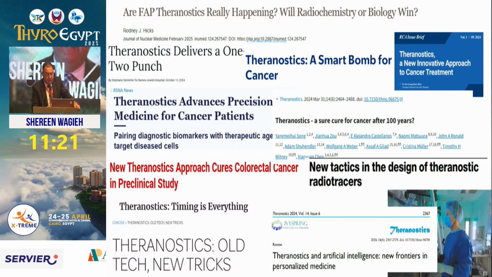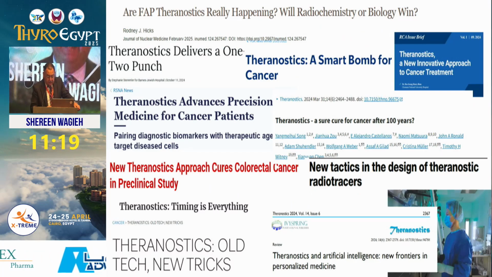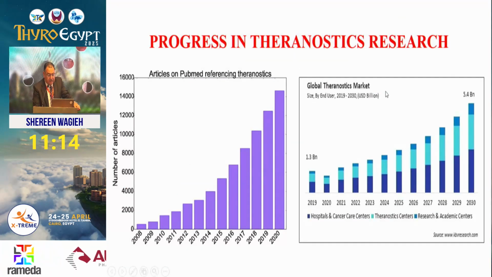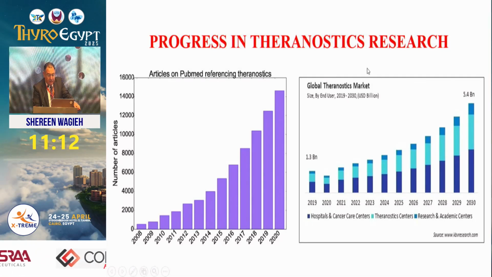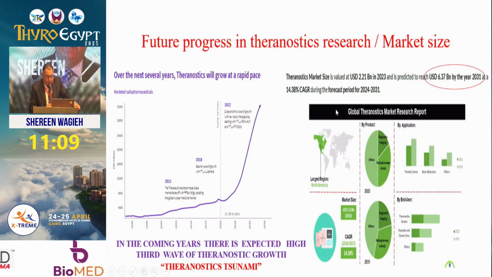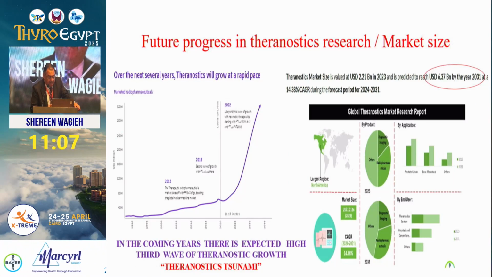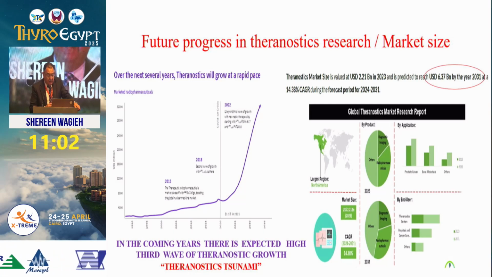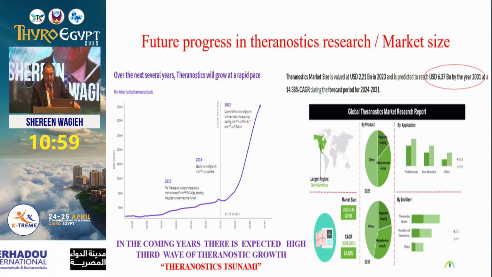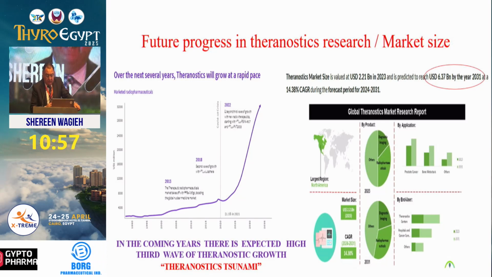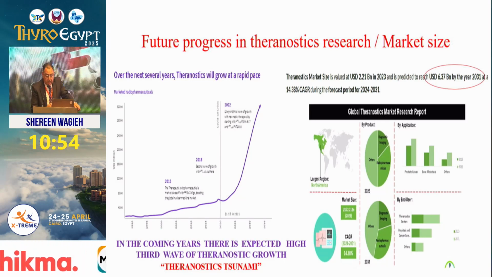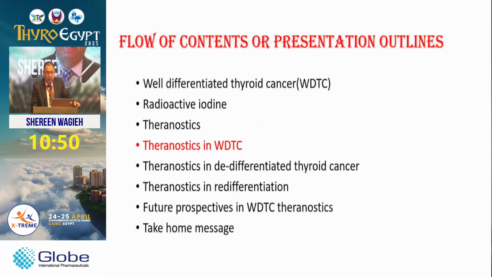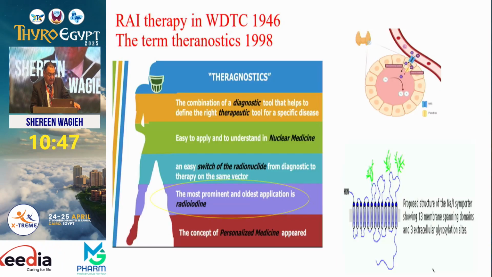Many studies in the last few years were published about the use of theranostics in malignant lesions. There is a continuous increase in the number of published papers over the years, associated with an increase in the global theranostic market. Also, in the next decade, a third wave of theranostic growth is expected. Some authors name this the theranostics tsunami, with the market size of theranostics expected to approach $600.5 billion by the year 2031. Now we come to theranostics in well-differentiated thyroid cancer.